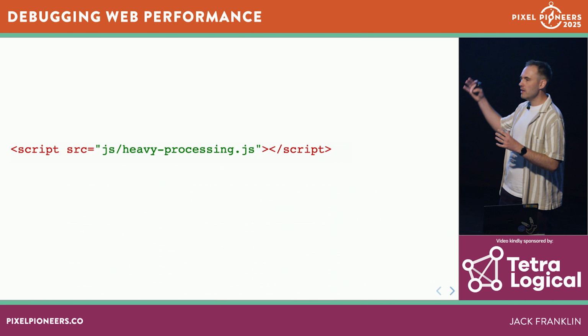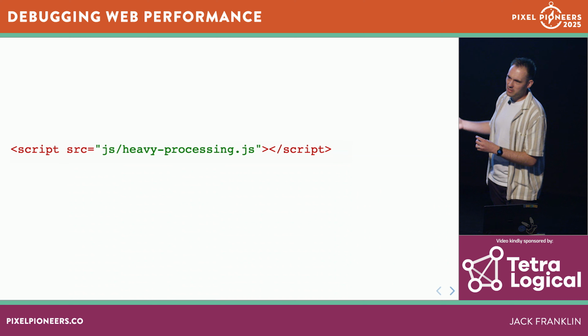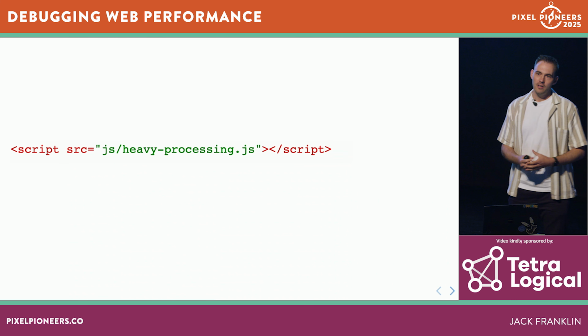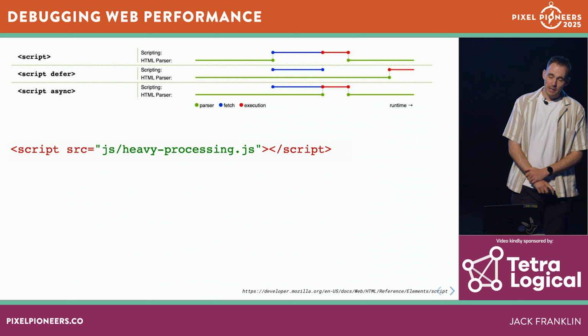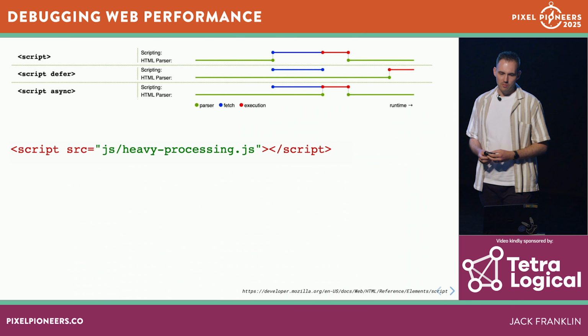But again, to sort of limit ourselves, I'm pretending we use some content management system or we're constrained in some way. Because performance is all about working within the constraints that you have to deal with. But luckily, there are a couple of attributes on script tags we can look at.